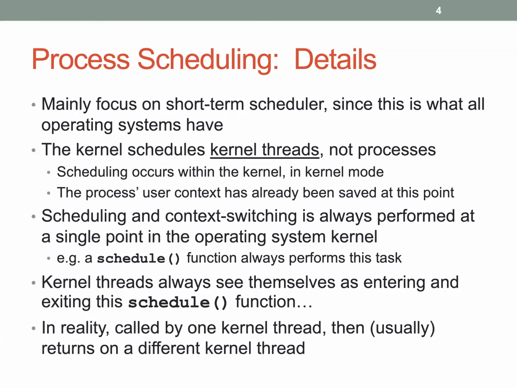Okay, as I say here, kernel threads see themselves entering and exiting schedule, but in reality what happens is thread A comes into schedule, the scheduler runs, and then a context switch, and then thread B comes out. And eventually stuff happens and some other thread comes in and thread A comes out again because now it's thread A's turn. So thread A sees itself entering and then exiting schedule, but it doesn't realize that a big time gap may have occurred in between.